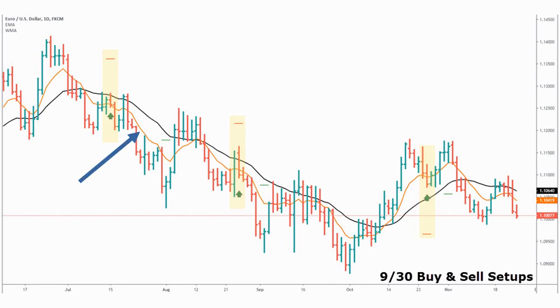The short setup is the opposite. The 9 EMA is below the 30. Price is going to pull back, cross into the space between the averages. A sell stop order is placed below the low of the candlestick that closes in that area of opportunity. And that's that. Quite simple.